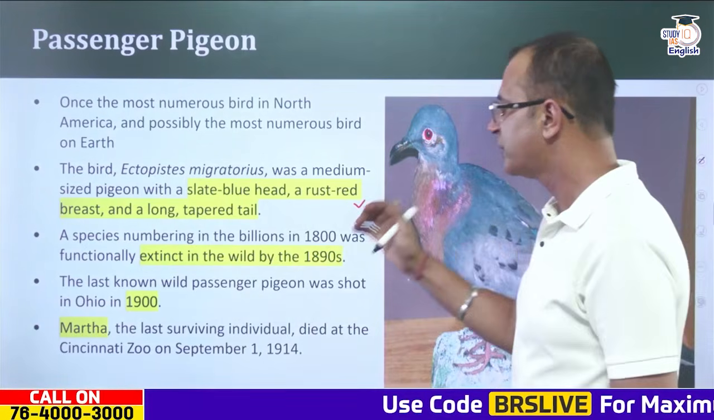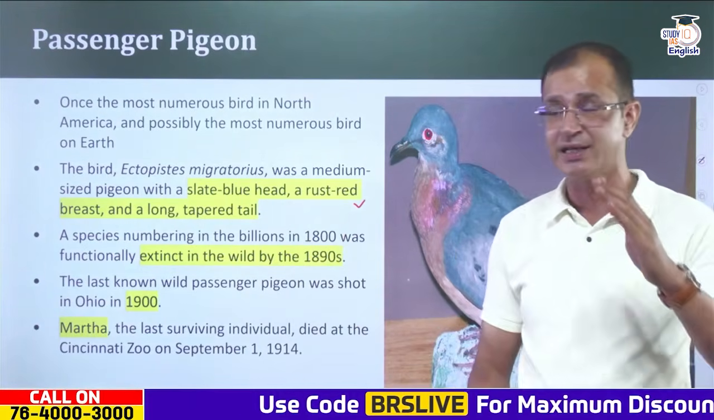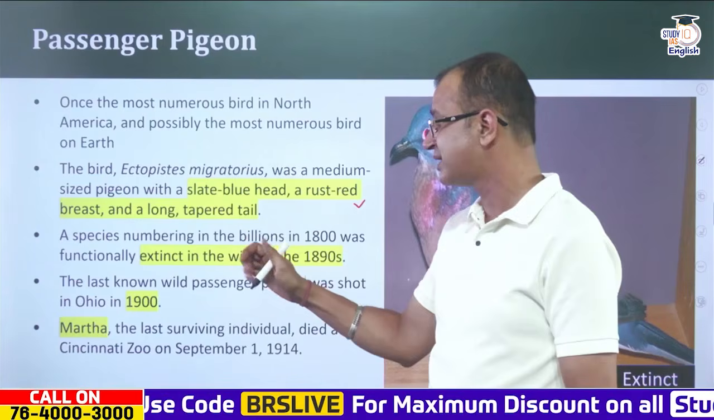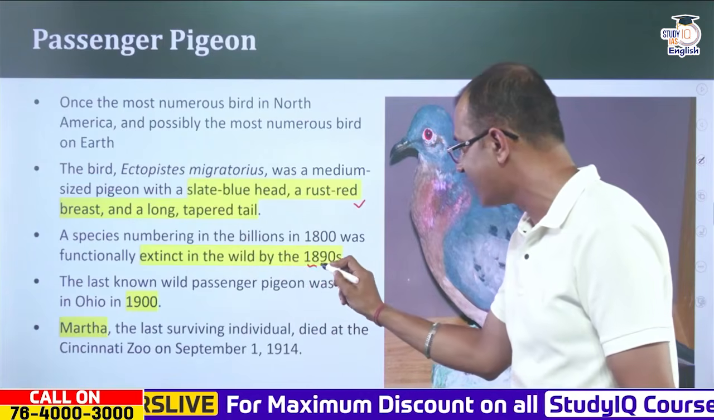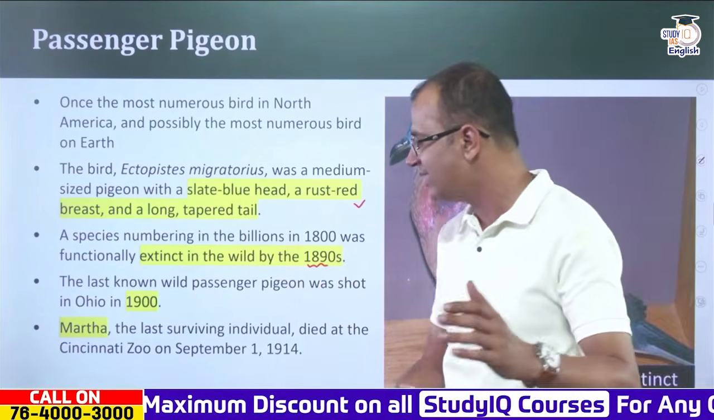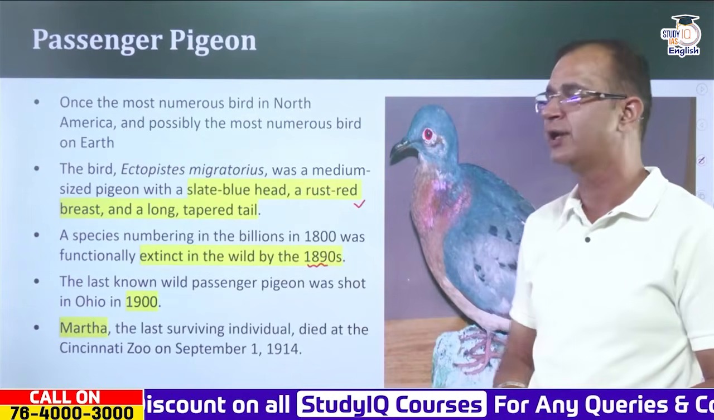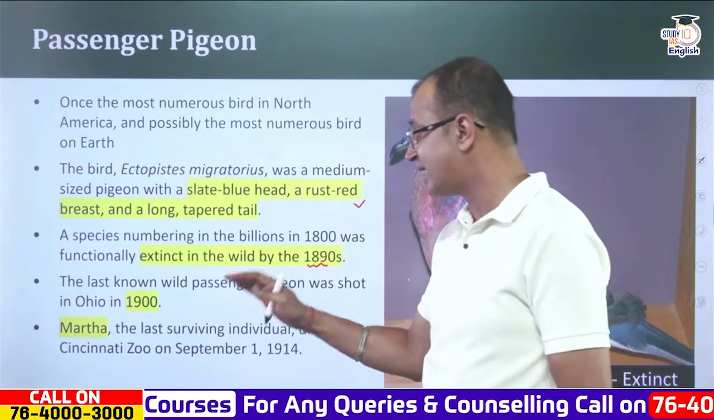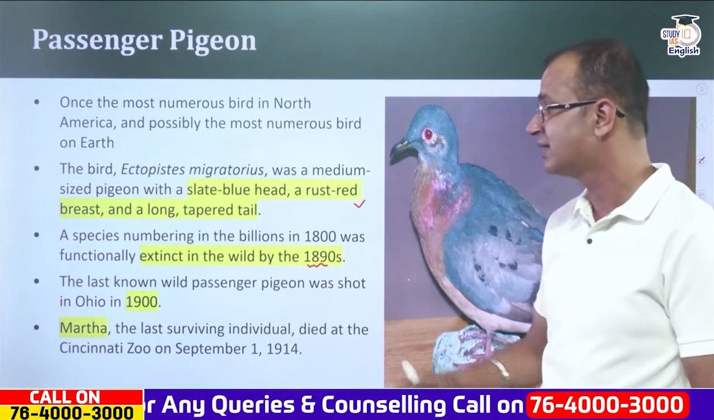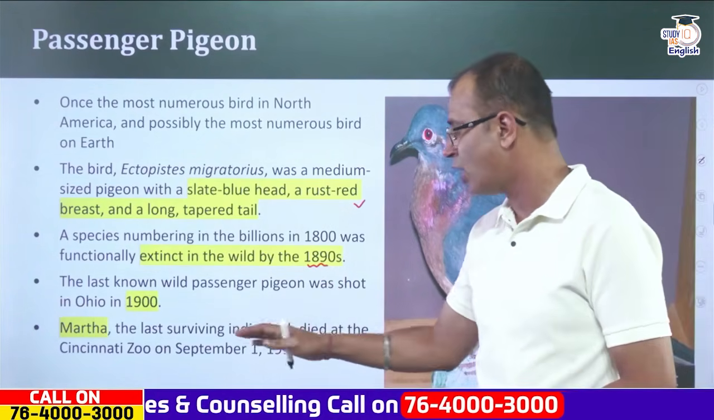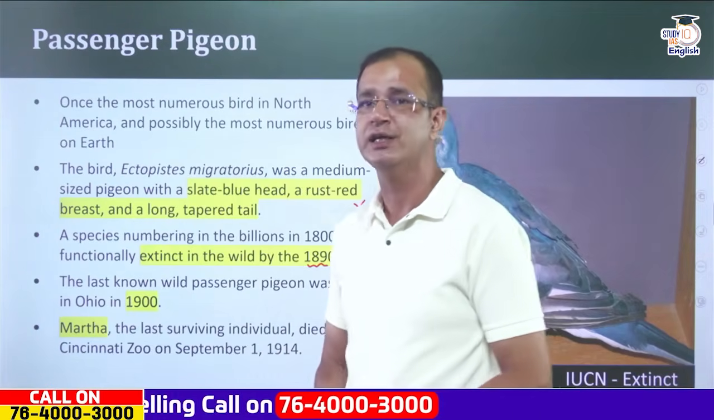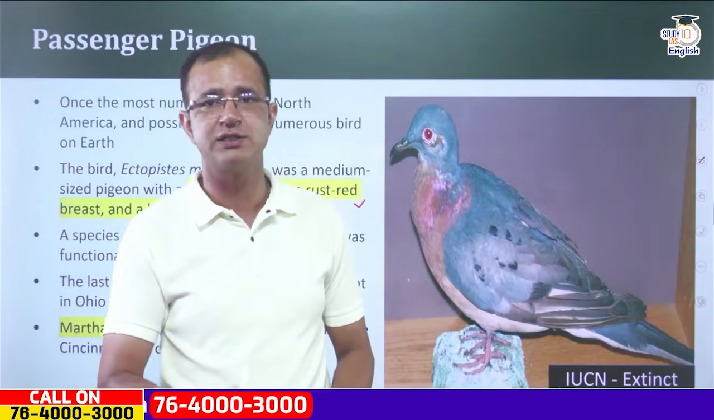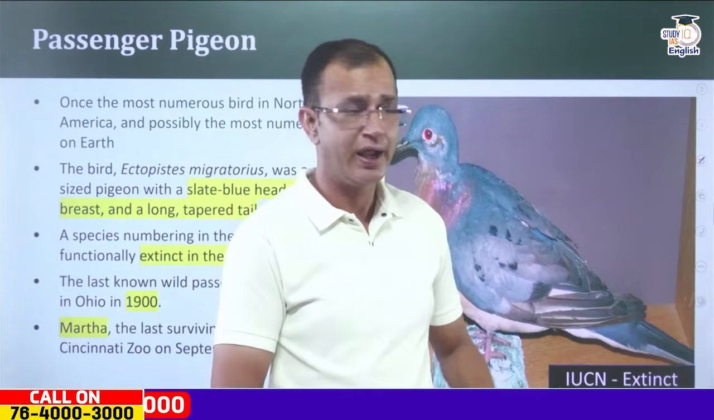Now, the species that was numbering in the billions in 1800 was functionally extinct in the wild by the 1890s. The last known wild passenger pigeon was shot in Ohio in 1900. Martha, the last surviving individual, died at the Cincinnati Zoo on September 1, 1914. And ultimately, the status of this bird was changed to extinct.